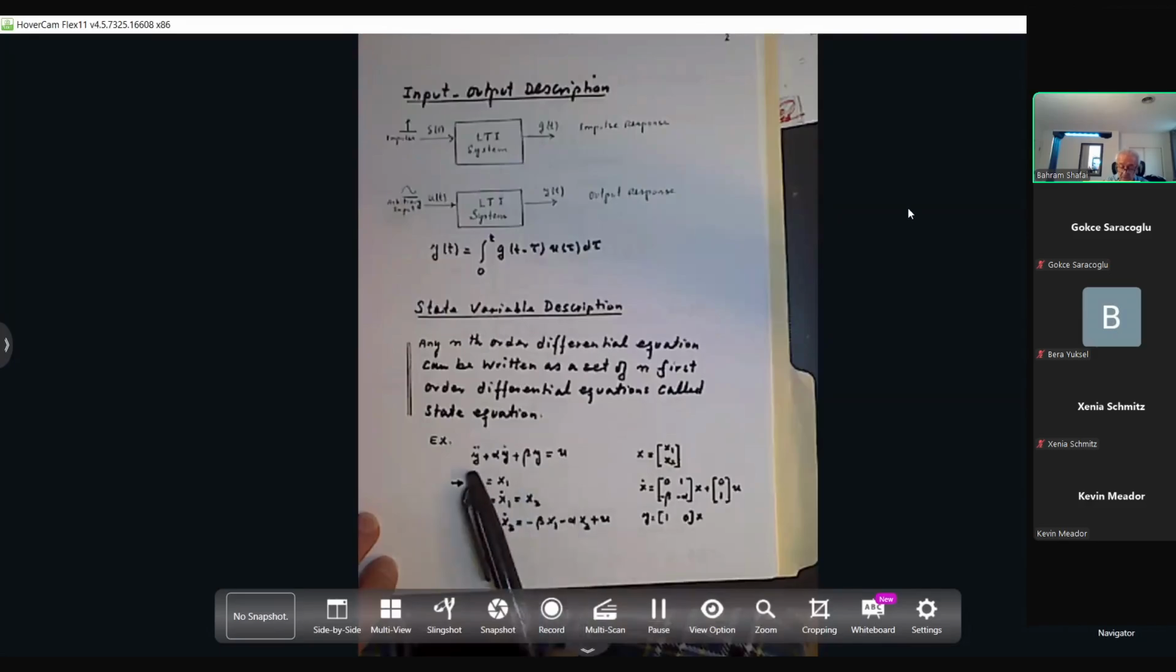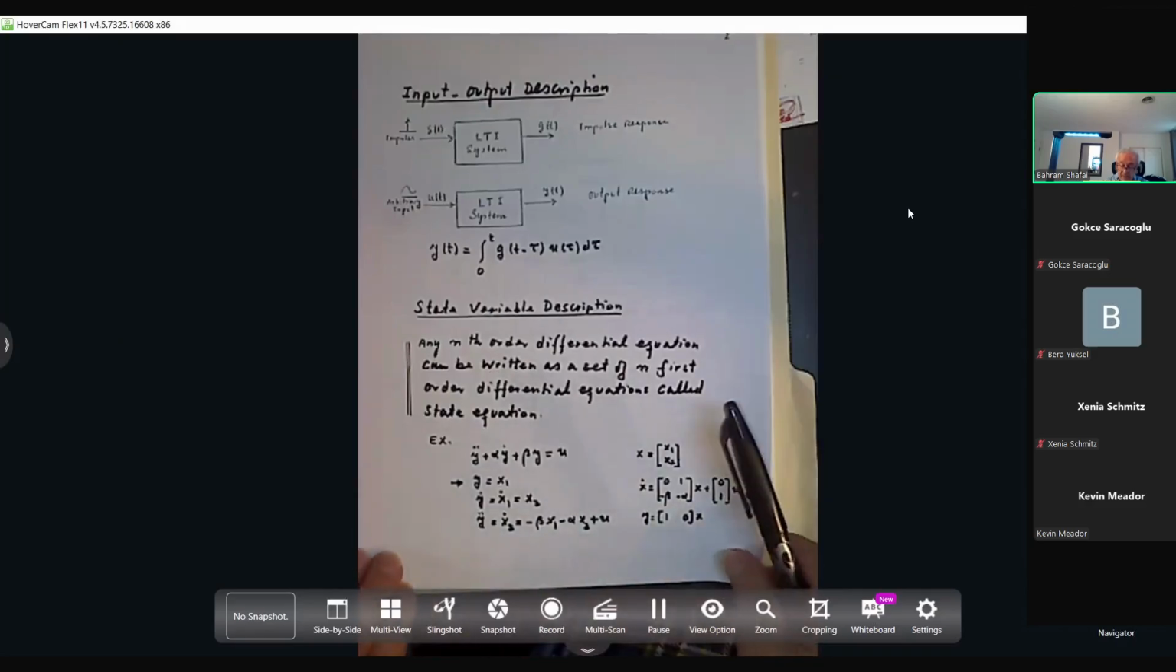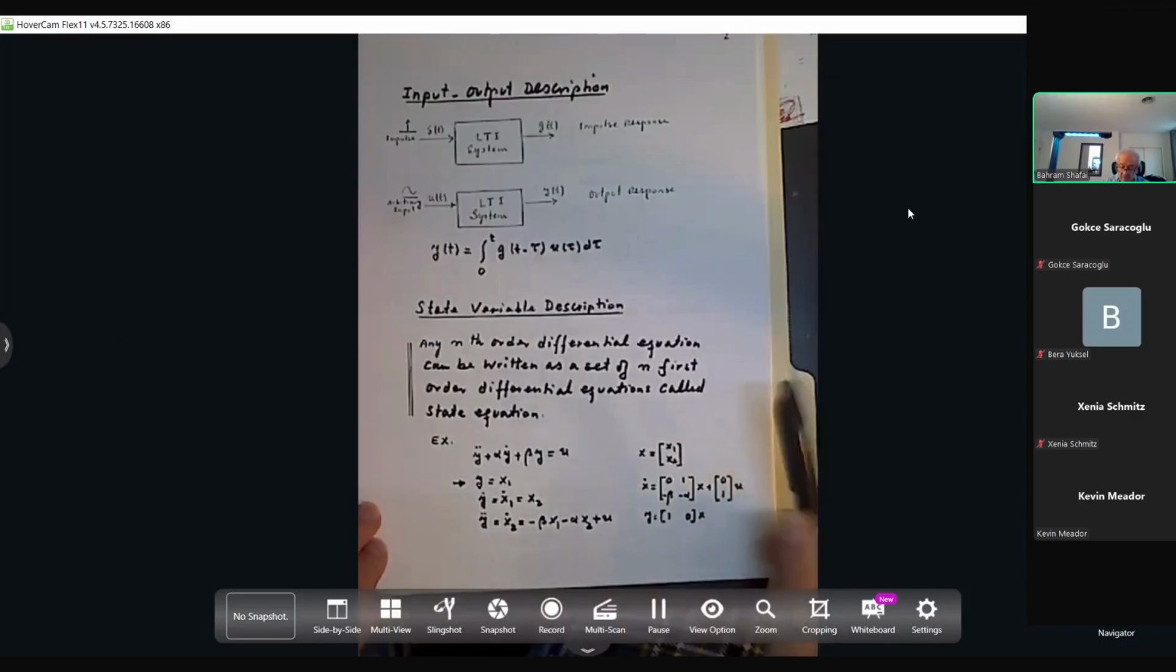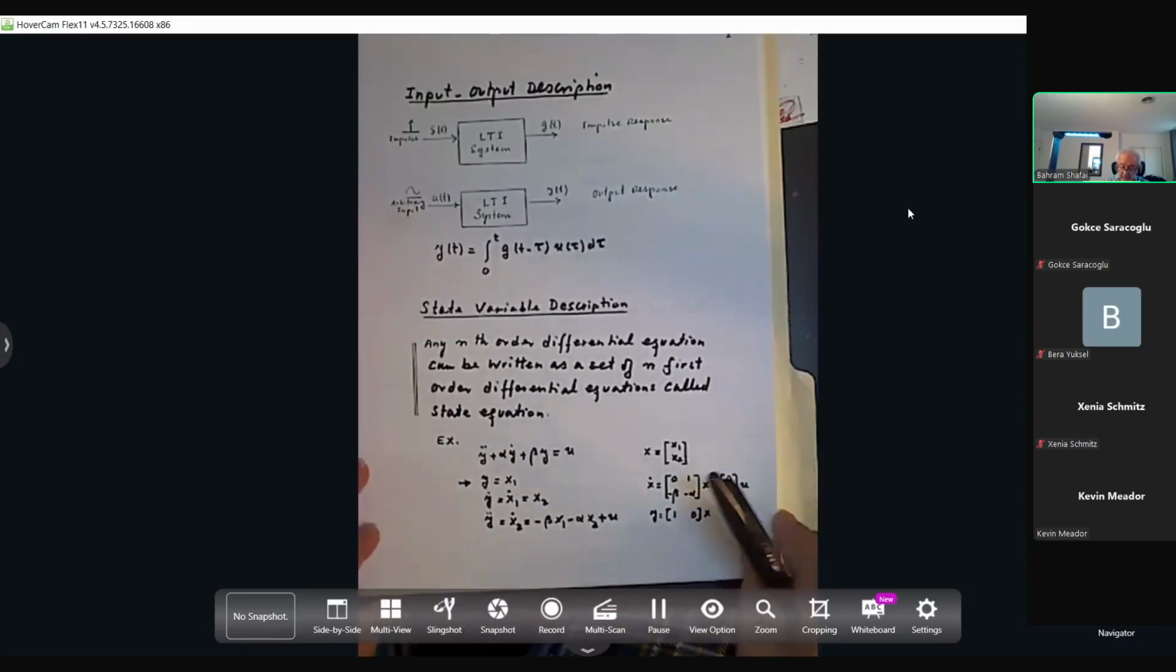Here I showed you a second order differential equation, where you can consider this system to be either electrical or mechanical, it doesn't matter. You can define y equal x1, y dot equal x1 dot equal x2, and y double dot becomes x2 dot, which is the highest order derivative here. It can be written as a linear combination of the other two state variables, and this is the way that you write it in the vector matrix notation. Already you know about this, but this is a summary, so I'm going to talk about that one very briefly.